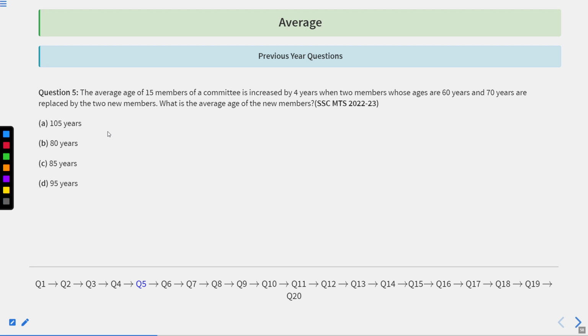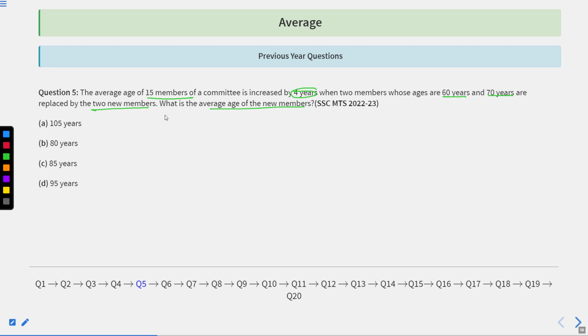The average age of 15 members of a committee is increased by 4 years when two members whose ages are 60 and 70 are replaced by two new members. So there are 15 members in total, and two of them are replaced, whose ages were 60 and 70, by two new members. And what is the average age of the two new members?